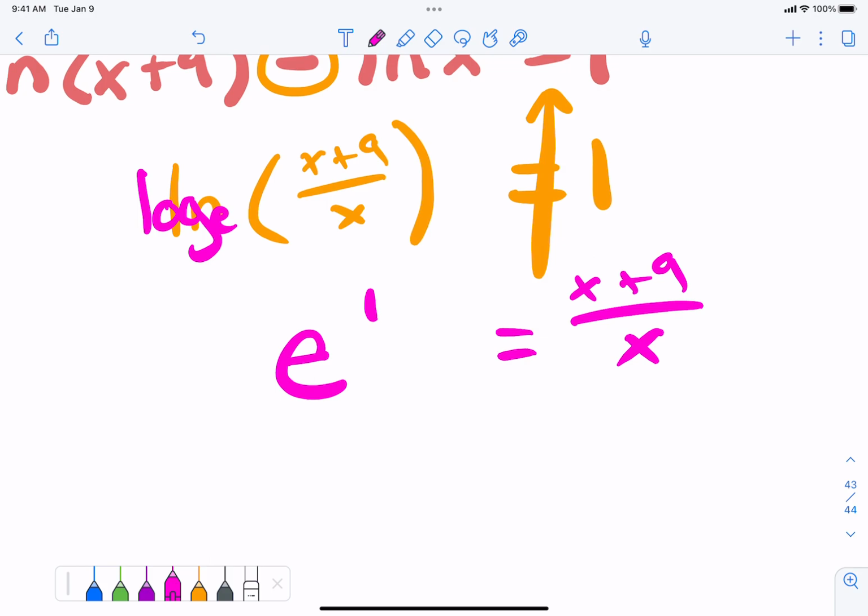Plus means multiply, minus means divide. I need to do that. Okay, now continue to solve. I was just thinking boys.